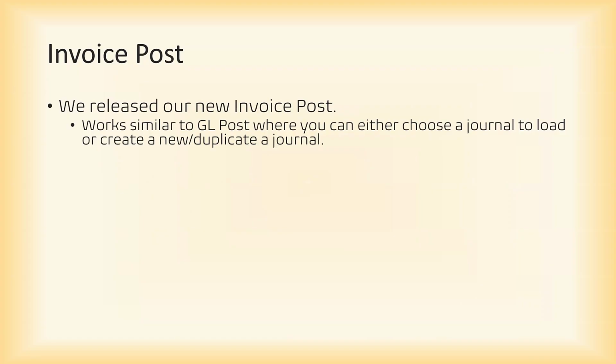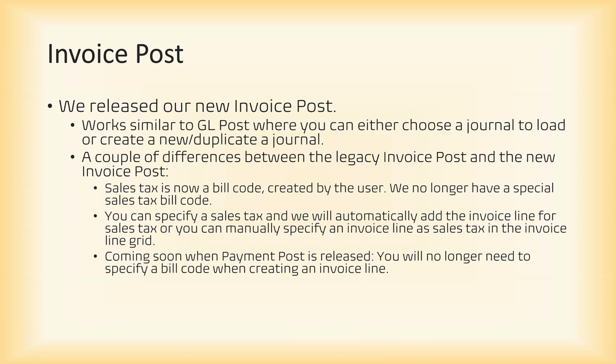Again, as long as the amounts don't really change that often, or if they do, you just have to go and update your duplicate journal. So that's why we added it, we wanted to make sure you had that ability. Some of the bigger differences between the old one and the new one, you actually have access to both at this point. But sales tax is now a bill code created by the user, and it's not a special bill code like we had before. So you can name it whatever you want. You can have multiples. You can have Wisconsin, Michigan, Ohio sales tax. You can do anything like that. We automatically add it when you specify it.